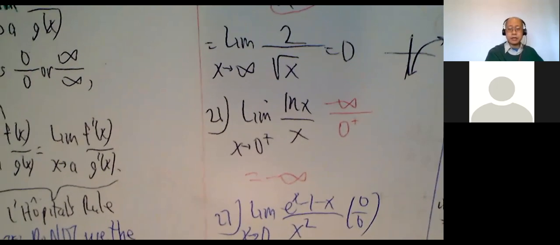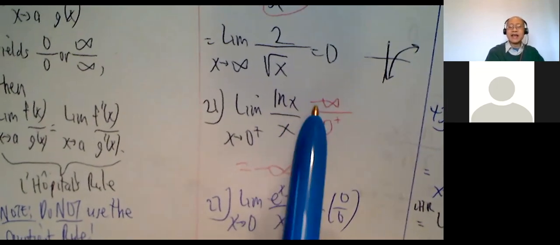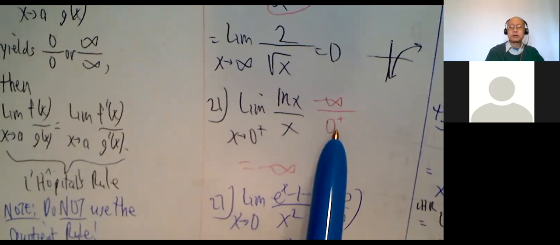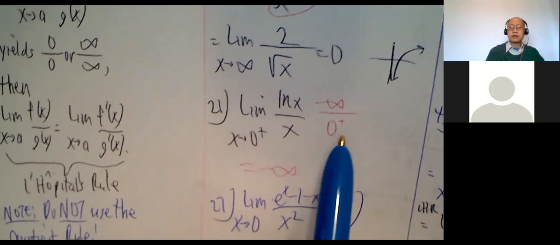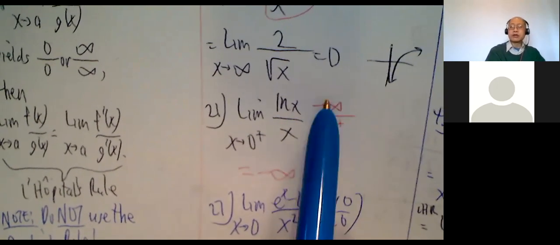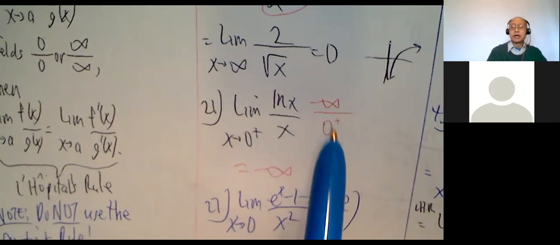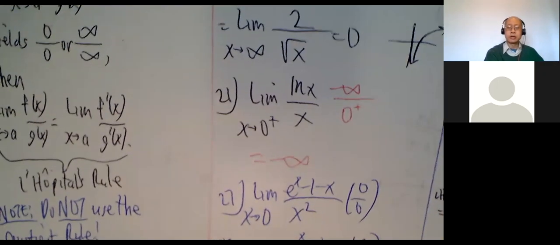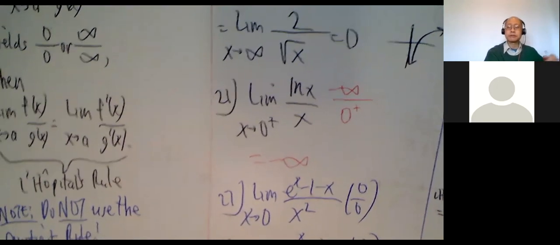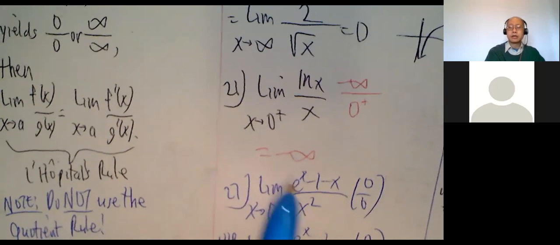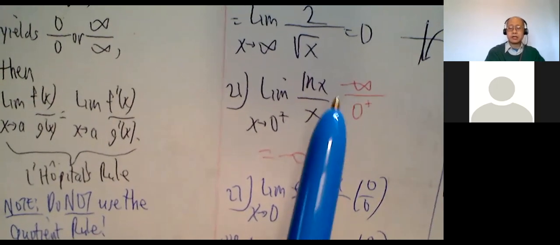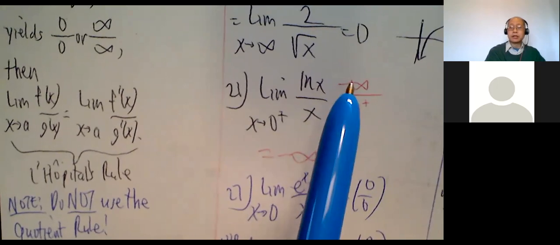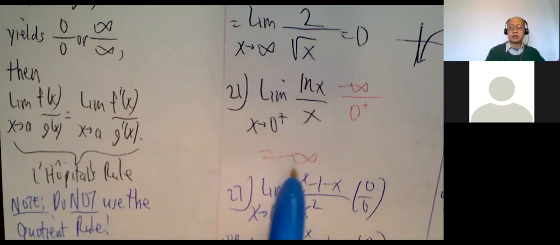Do not do L'Hopital's rule. This is not either 0 over 0 or infinity over infinity. This is negative infinity over small positive. That's determinate. If you have a large negative divided by a small positive, you get a large negative. So the answer is automatically negative infinity. Don't do L'Hopital's rule. You'll get the wrong answer, perhaps.